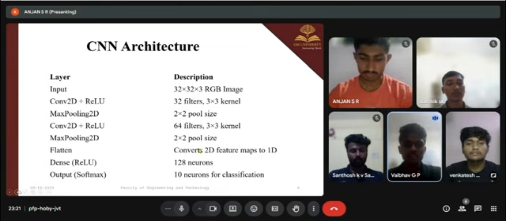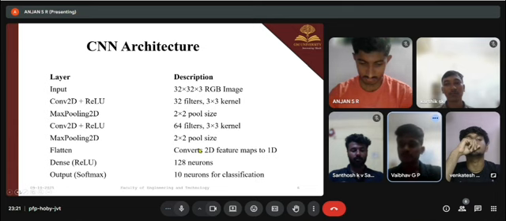This CNN architecture provides a good balance between complexity and performance, making it ideal for experimenting with different optimizers like Adam and RMSprop. Thank you.